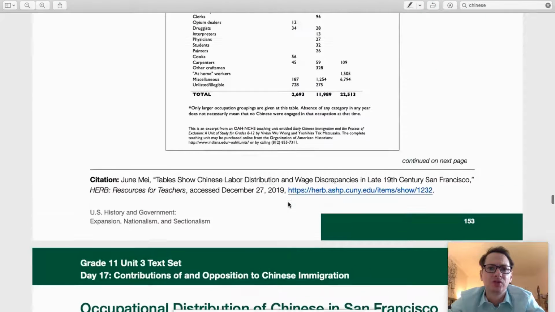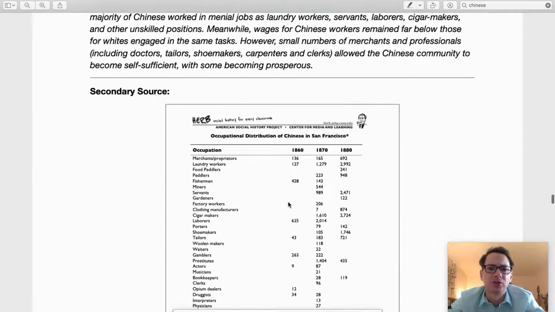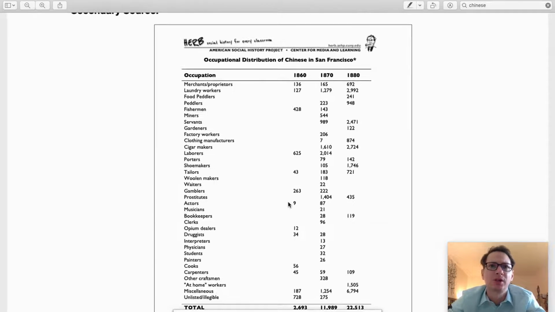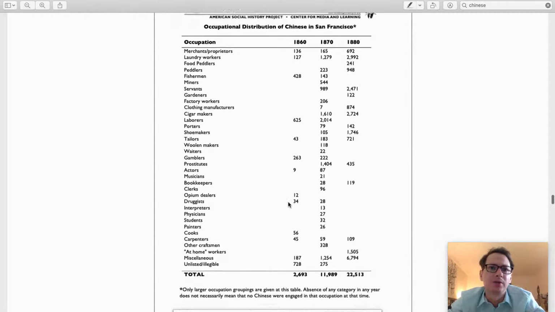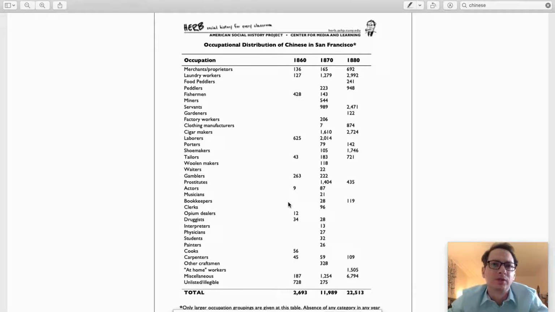Having the students actually take the time to digest this information is really going to be useful as it sets the stage for some of the nativist beliefs that they're going to see throughout this lesson, including the political cartoon that they're going to look at in just a moment. And to focus their analysis of this table, I would consider doing these two things.